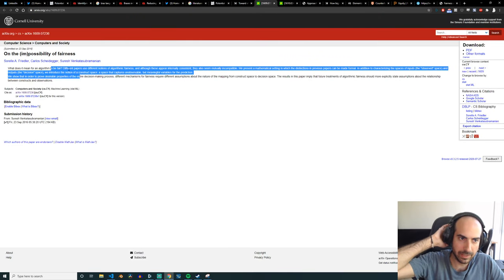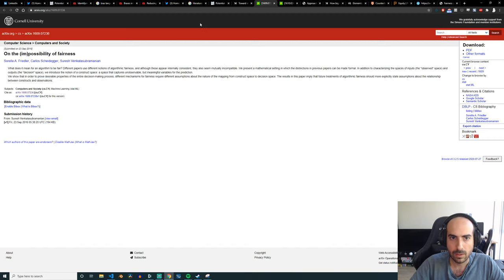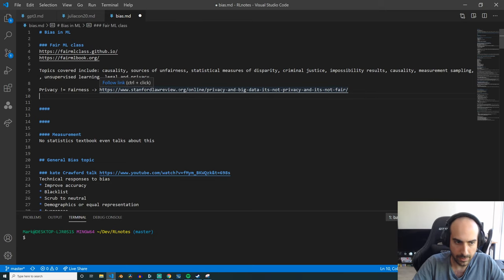So on the impossibility of fairness, they use different notions of algorithmic fairness, and although these appear internally consistent, they all seem mutually incompatible. We present a mathematical setting in which the distinctions in previous papers can be made formal. In addition to characterizing the space of inputs, to prove desirable properties, different mechanisms require different assumptions. Okay, let's see. So many definitions of fairness are not mutually compatible.